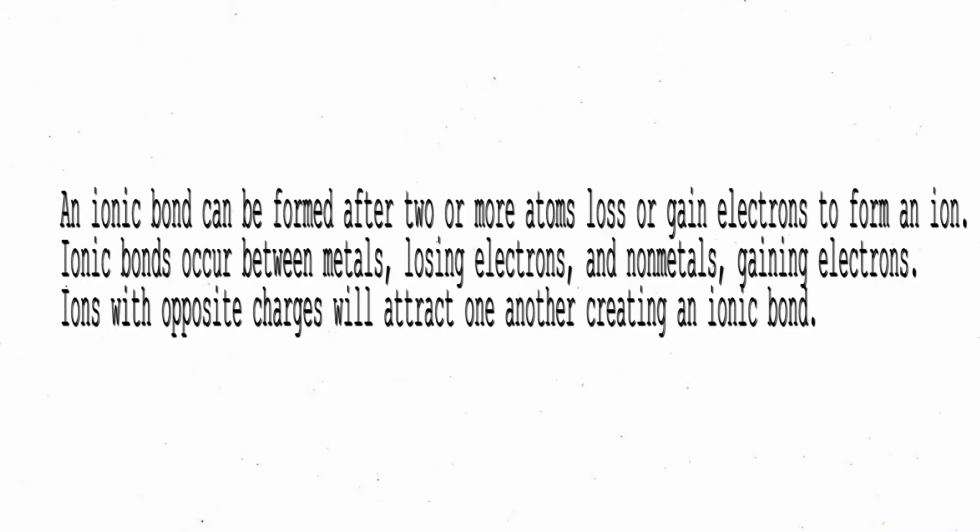An ionic bond can be formed after two or more atoms lose or gain electrons to form an ion. Ionic bonds occur between metals, losing electrons, and non-metals, gaining electrons. Ions with opposite charges will attract one another, creating an ionic bond.